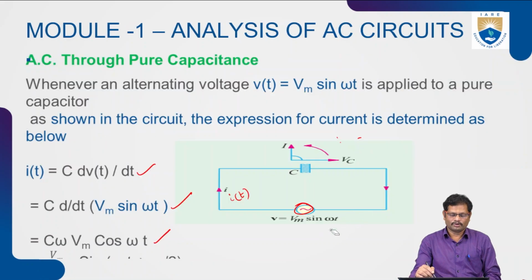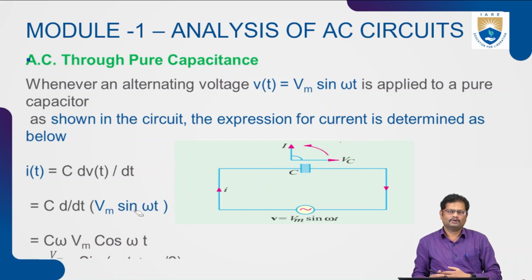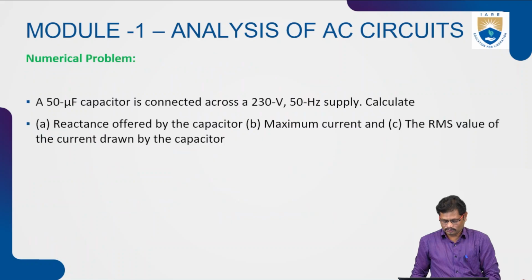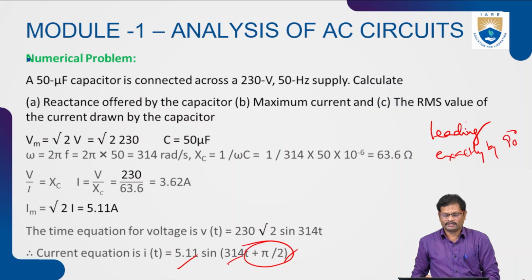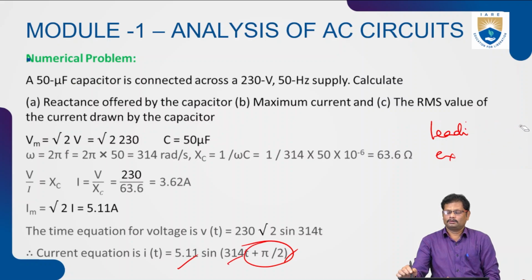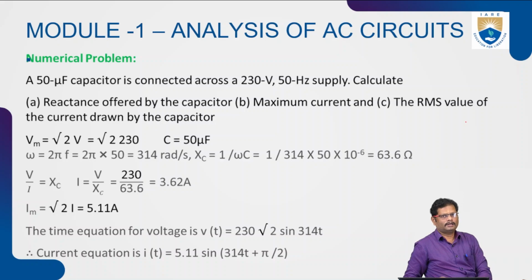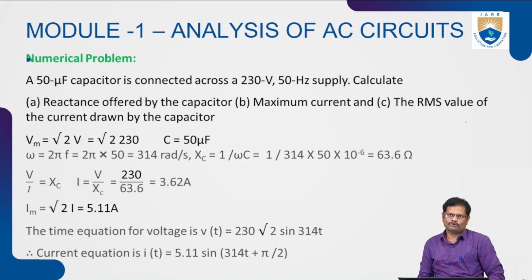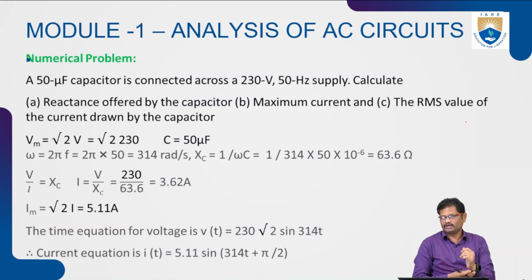And coming to the pure capacitor, the voltage and current have exactly 90 degrees difference in a pure capacitance. Here the voltage lags the current, or the current leads the voltage, by exactly 90 degrees. So here capacitor reactance comes into the picture. The units of capacitor reactance are ohms, and XL equal to 2 pi fL and Xc equal to 1 by 2 pi fC, or XL equal to omega L and Xc equal to 1 by omega C.